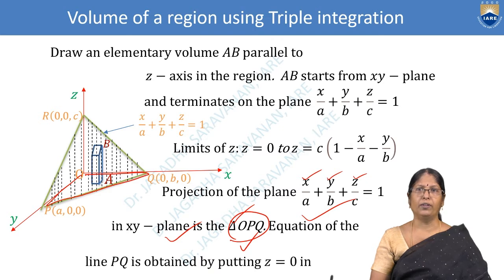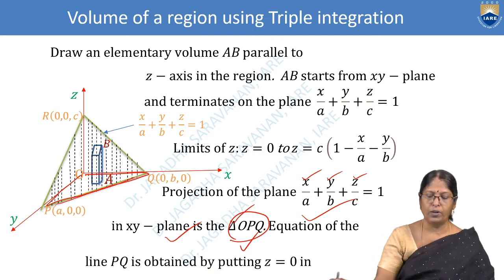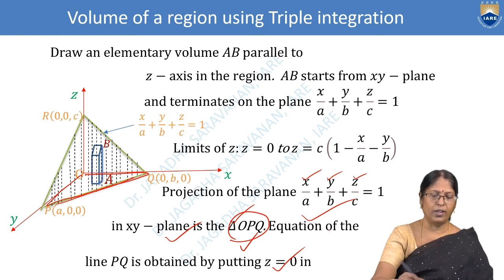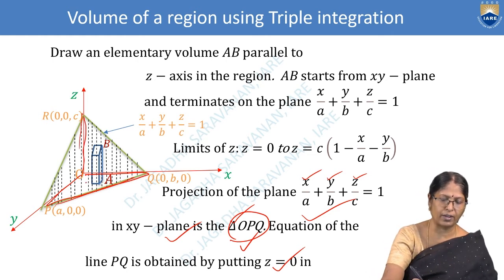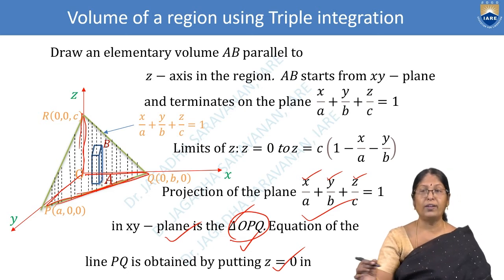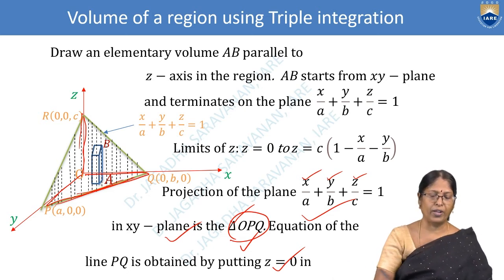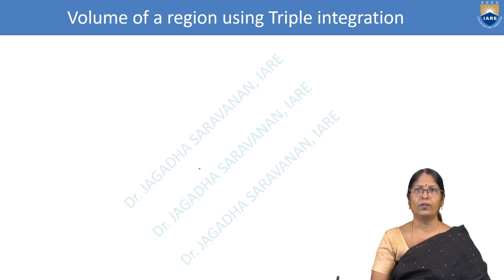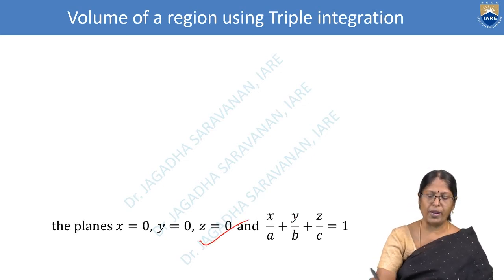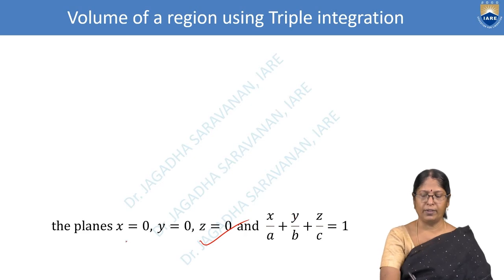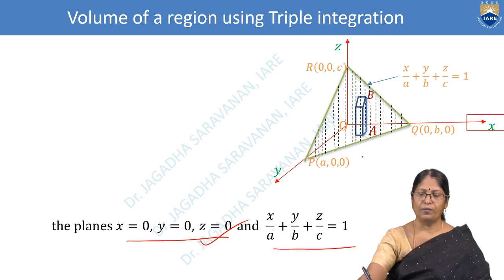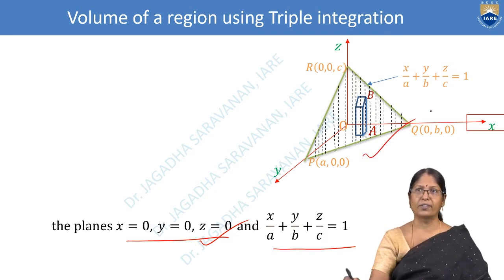So the equation of the line PQ, which is obtained in the xy plane, is z equal to 0. There is no way the z-axis is connected to this region, so z equal to 0. We can notice it here also, z equal to 0. This is our main question, the plane, and this is a three-dimensional plane. We have drawn the diagram, we discussed it.